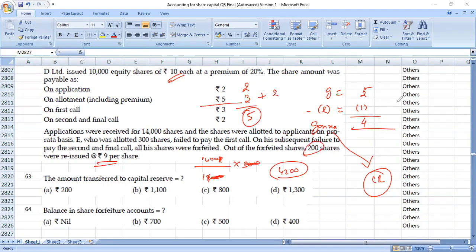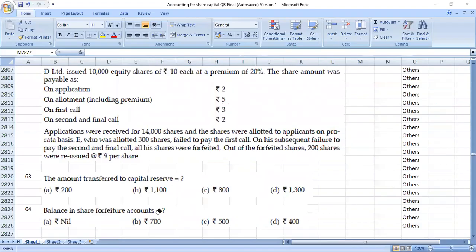200 shares had been reissued. So 200 into 4 is equal to 800. 800 is the amount transferred to capital reserve. Nice. But the balance in share forfeiture account, once you reissue the shares, reissued shares sambandhappatta amount vandhu onru discountaa kazhinjidum illainna capital reservekku poyidum.